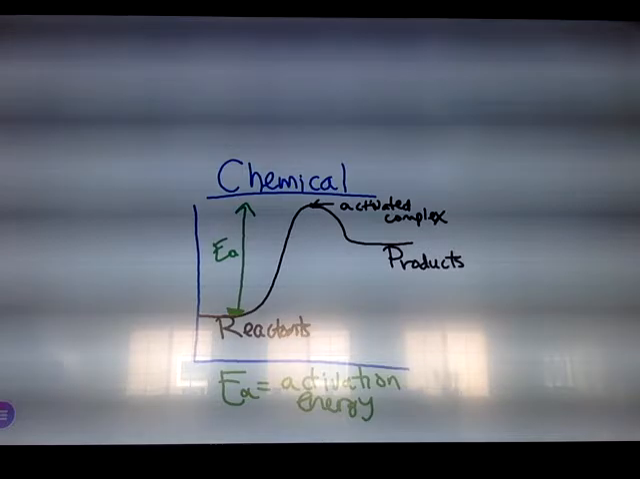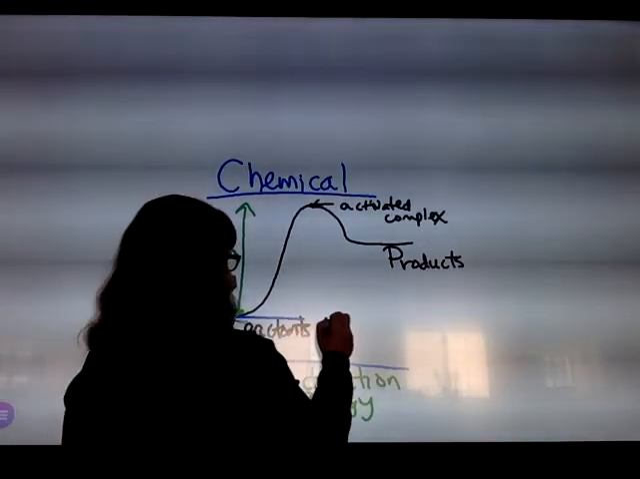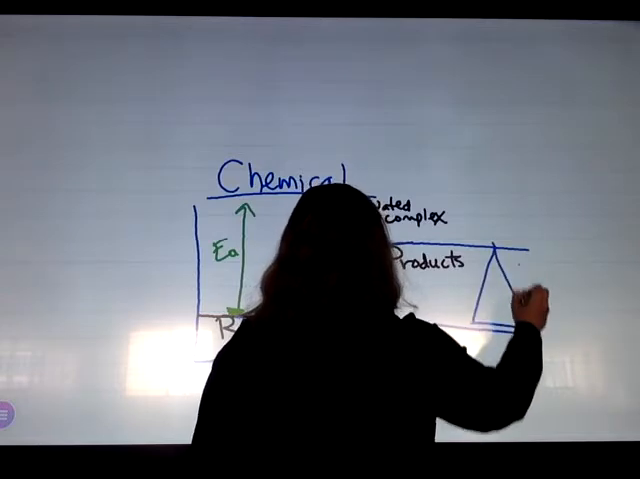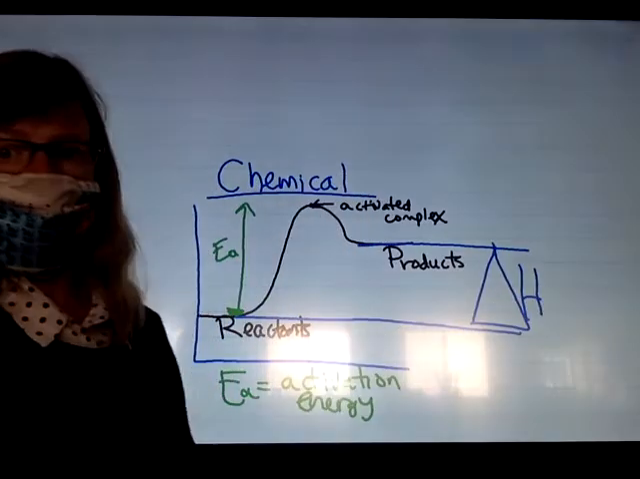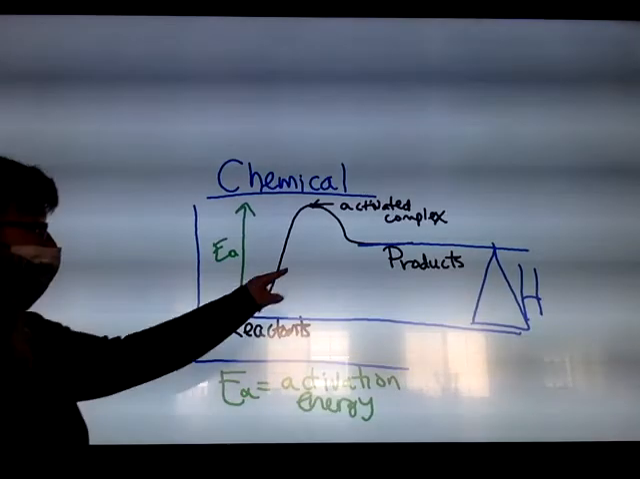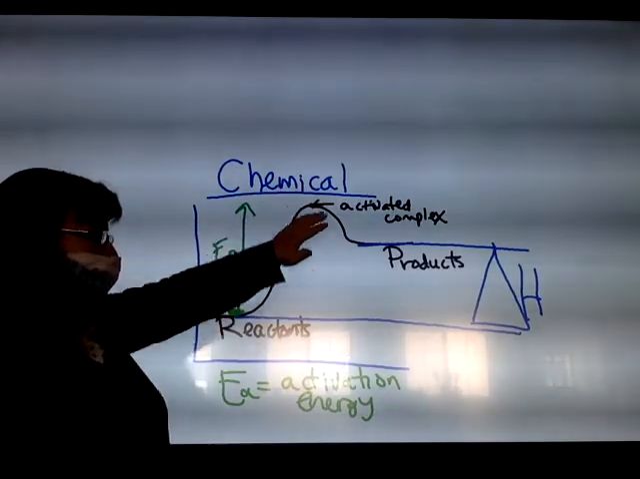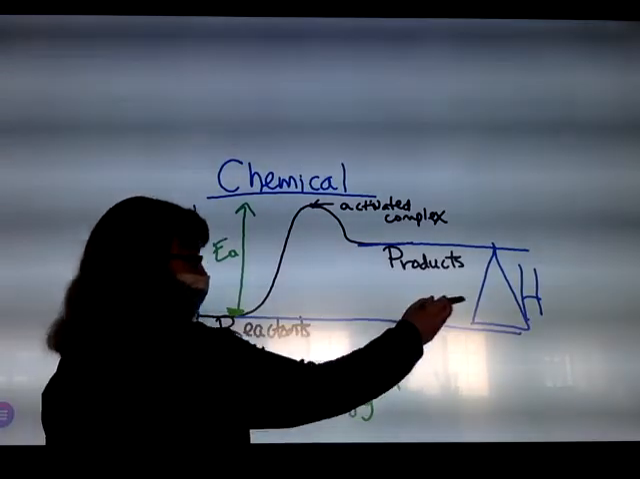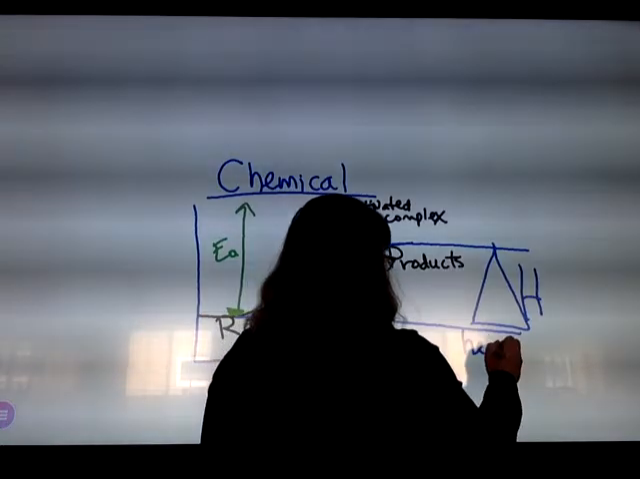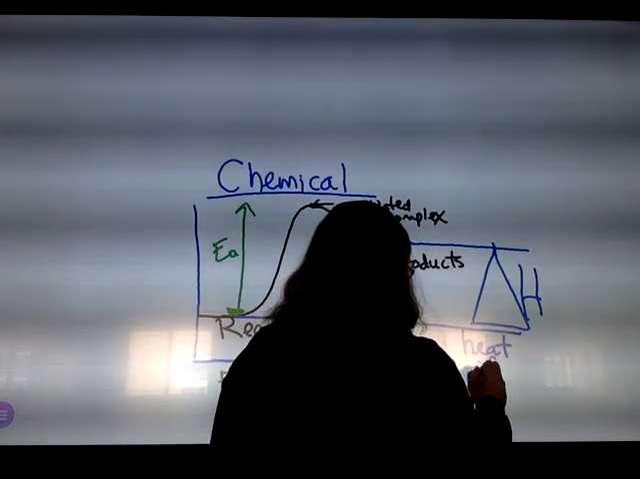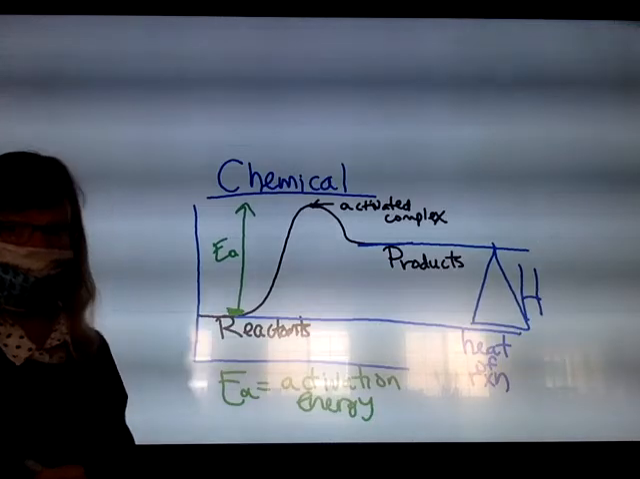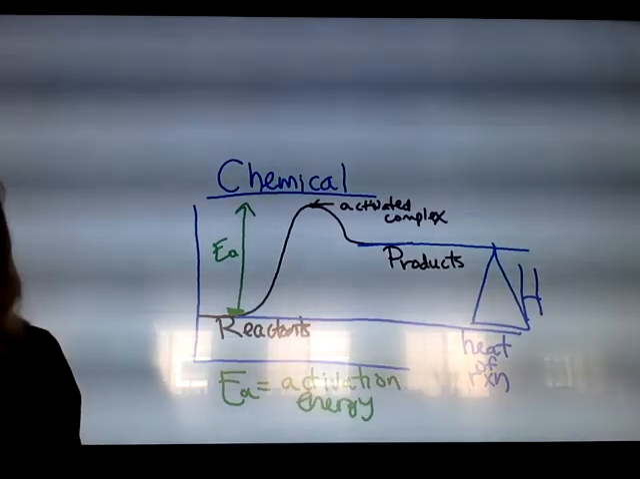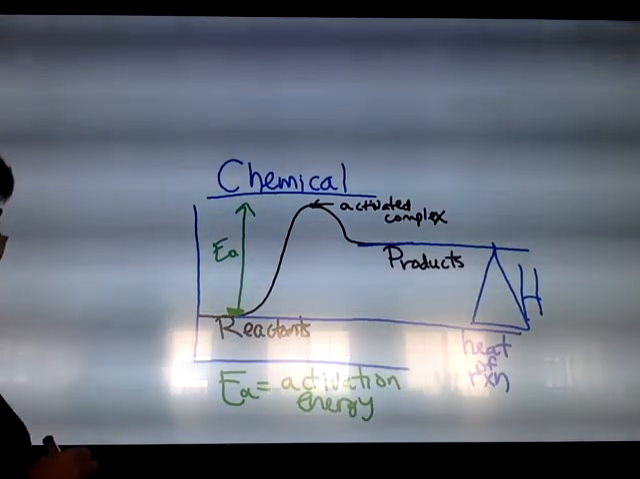Another big thing that we need to know is the difference. The difference between the products and the reactants is called delta H. Okay? That difference. Now, we don't care about the hill overall. We care about how it starts and how it ends, and that's called delta H, or your heat of reaction. Rxn is reaction. And it can be either positive or negative, depending if you are adding energy or losing energy.